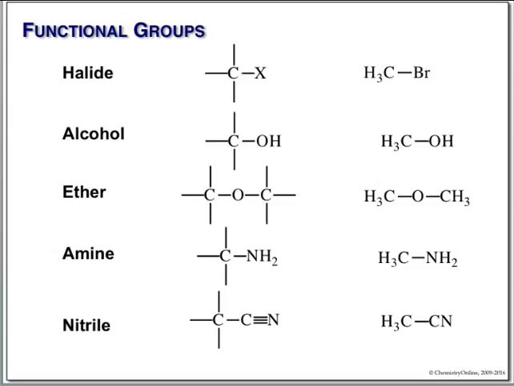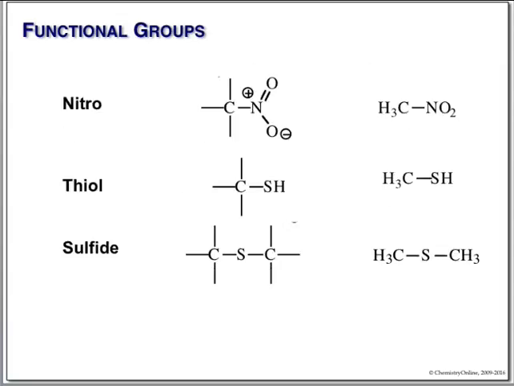If we attach a halogen, we call it a halide. OH is an alcohol. We did the bridging, that's an ether. This one you should know for biochemistry. If we put an amino group, an NH2 for example, that's called an amine. Triple bond nitrogen is a nitrile. You can put a nitro group on. SH, SH is also important in amino acids, called a thiol. S in the middle is a sulfide.